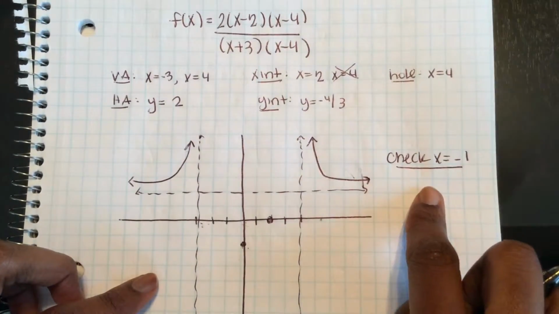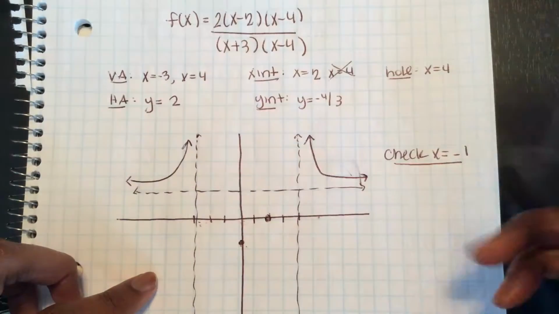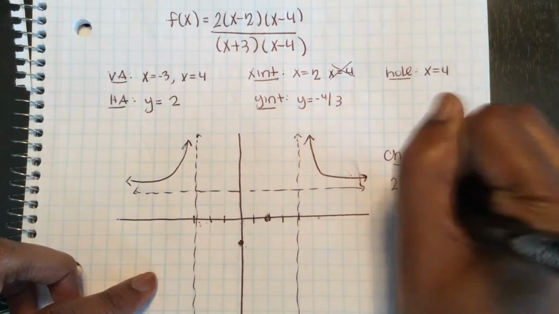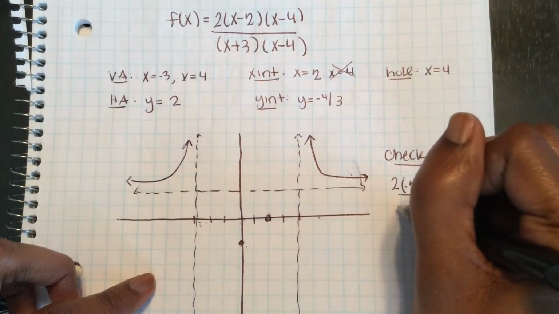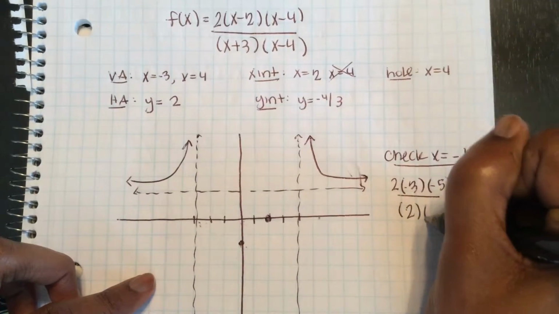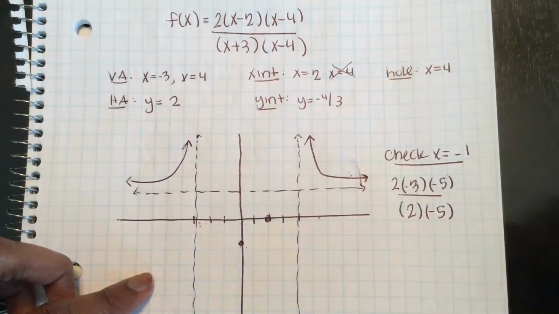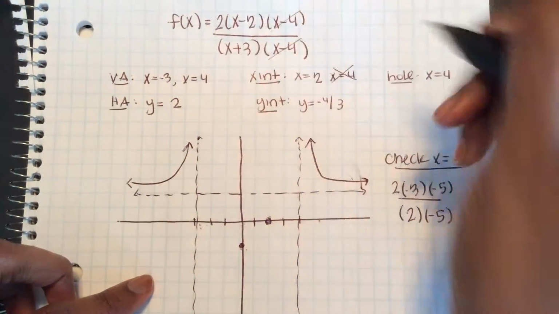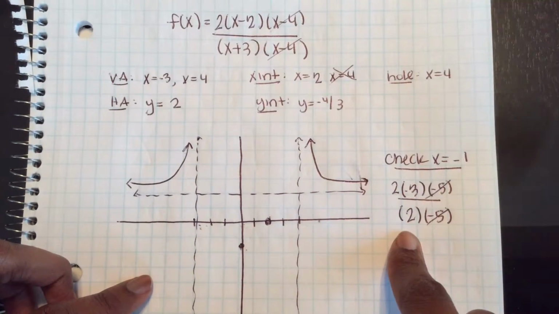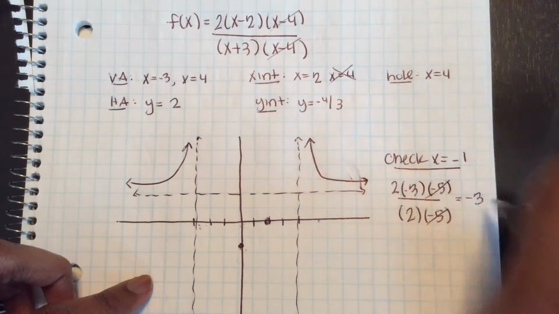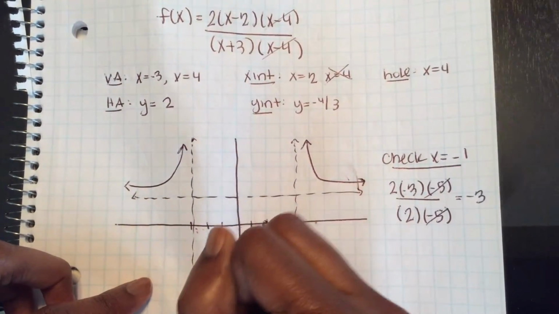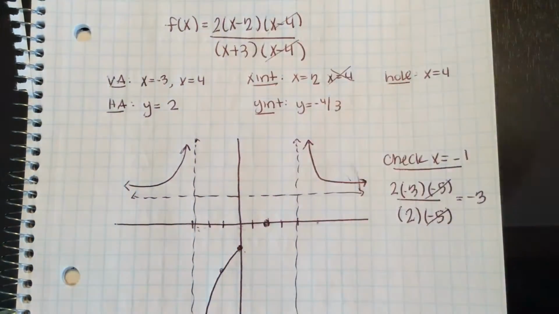So I'm plugging -1 into this factored function. So that's 2 times -3 times -5 over 2 times -5. Now notice these are always going to cancel. So that becomes -6 over 2, which is -3. So I know here it's going to go down instead of going up.